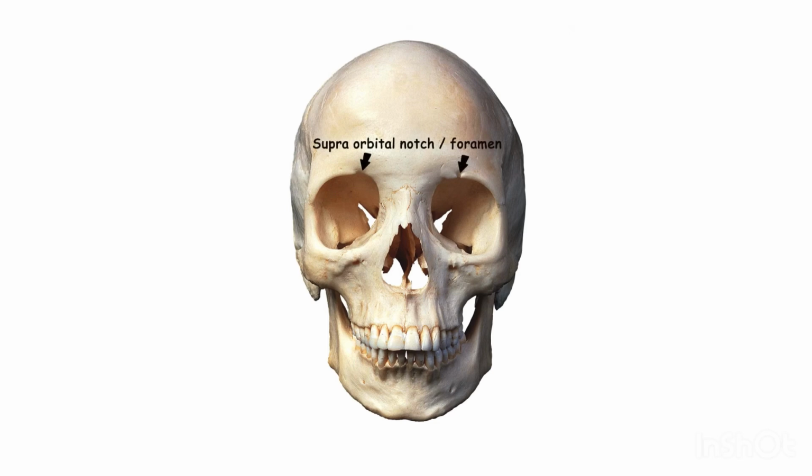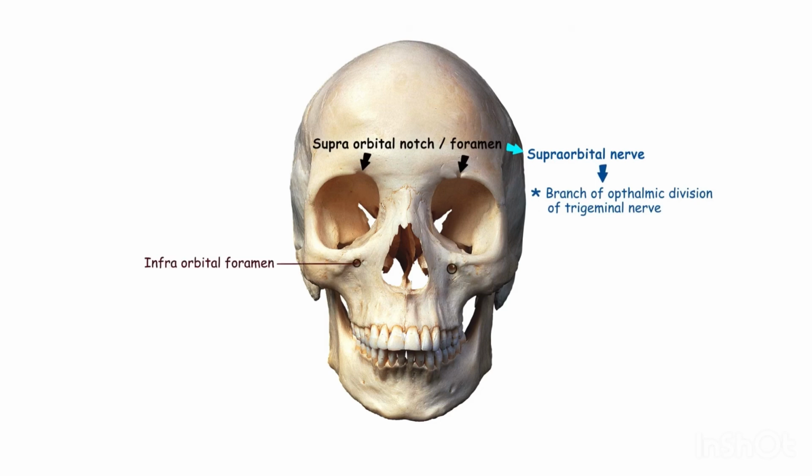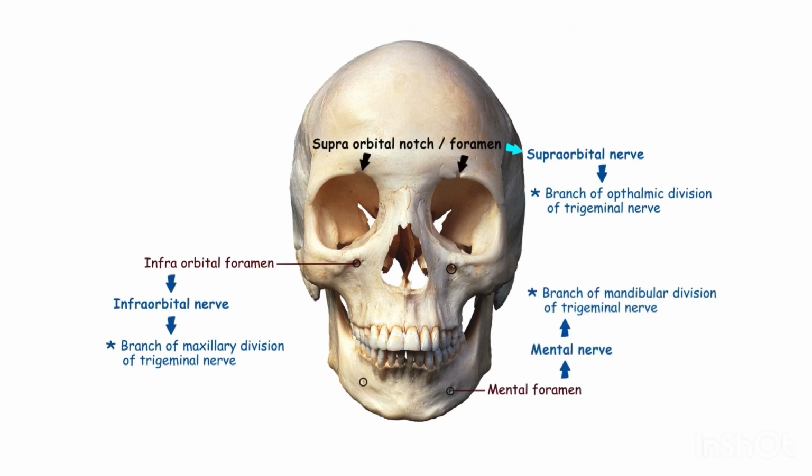Now, to summarize the vessels and nerves passing through different notches and foramina, the supraorbital nerve, which is a branch of the ophthalmic division of trigeminal nerve, is transmitted through the supraorbital notch or foramen. The infraorbital foramen transmits the infraorbital nerves that are branches of the maxillary division of trigeminal nerve, and the mental foramen transmits mental nerve that is branch of mandibular division of trigeminal nerve.